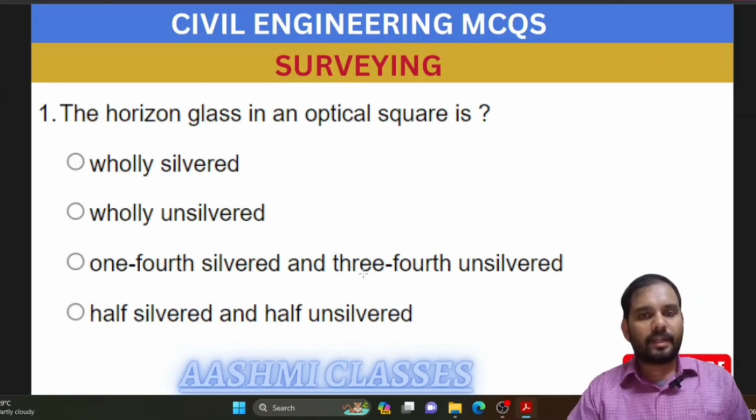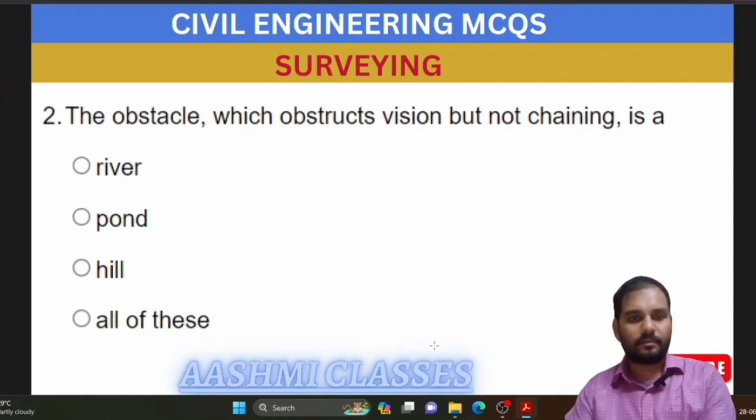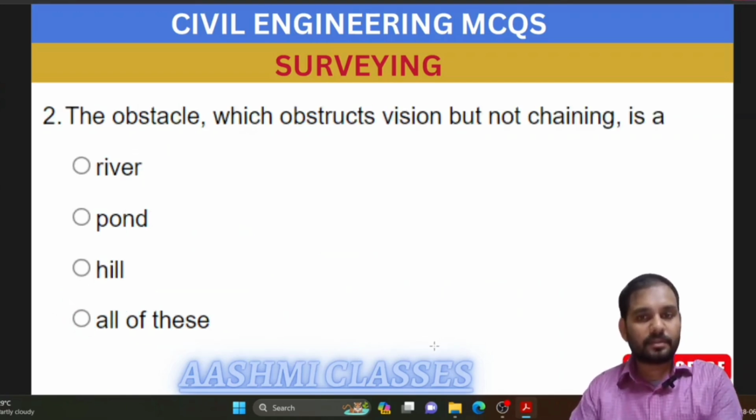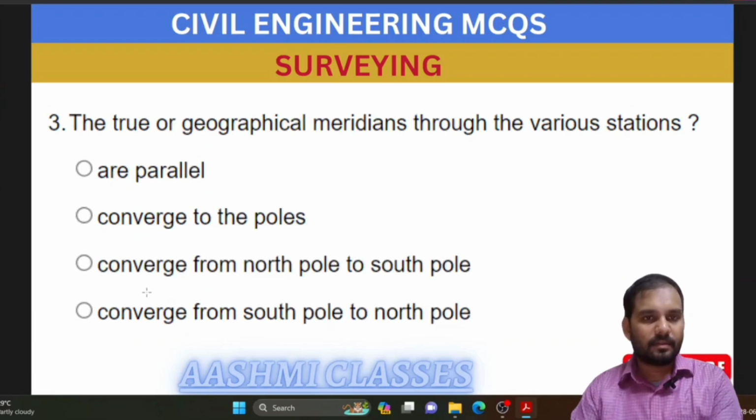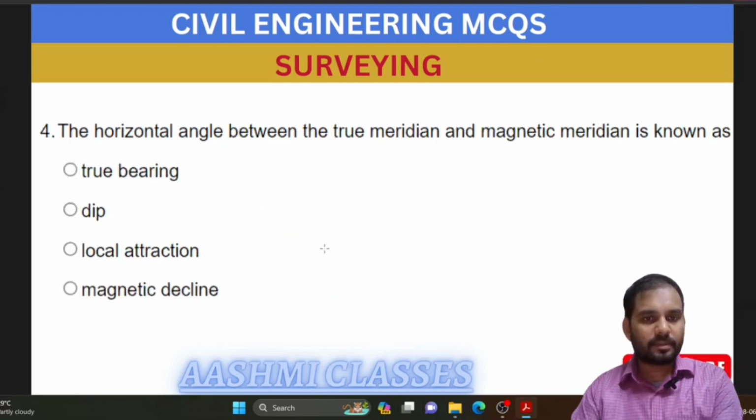The horizon glass in an optical square is half silvered and half unsilvered. The obstacle which obstructs vision but not chaining is a hill. The true or geographical meridians through the various stations converge. The horizontal angle between the true meridian and magnetic meridian is known as magnetic declination.